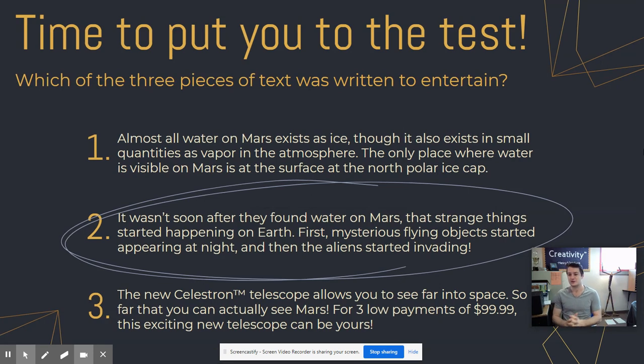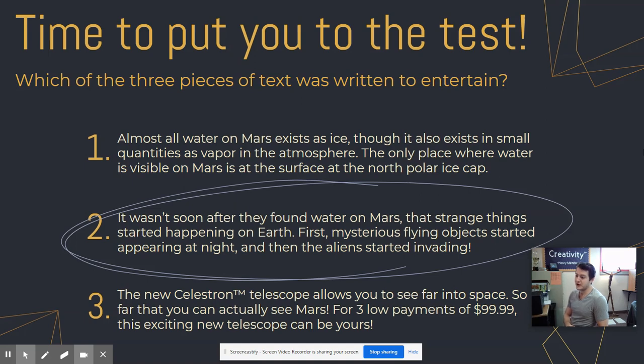Number 2 was written to entertain. So what do you think the purpose behind number 1 was? All talking about the ice and water on Mars. Probably to inform. Right? Number 1 was written to inform the reader. It's giving us information about water and ice on Mars. And then what about number 3? What was the purpose behind number 3?